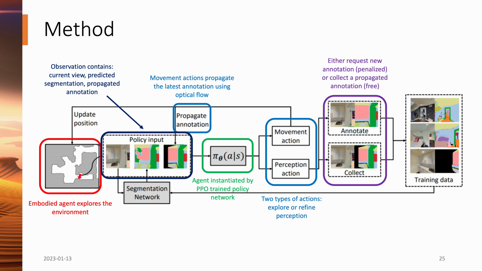There are two types of perception action. The annotate action requests a ground truth semantic segmentation mask for the current view from the oracle, and then adds it to the training data for the semantic segmentation network. And the collect action adds the currently propagated annotation mask to the training data. To encourage the agent to select only meaningful views to annotate, we penalize the annotation action during our training. The collect action, on the other hand, requires no extra annotation and hence is not penalized. After each perception action, the semantic segmentation network is refined on the new data.